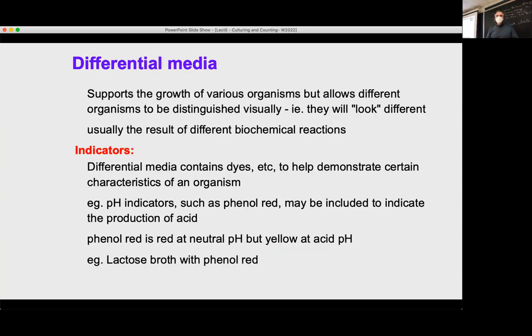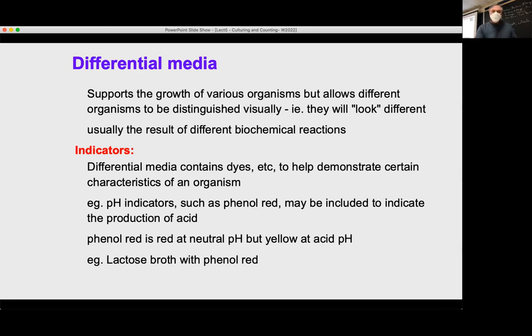Differential media is another idea. So there's complex media, there's selective media, and now there's differential media. With differential media, you can grow two different organisms, and they grow and show a difference. So it's not so much to eliminate other organisms, it's to allow multiple organisms to survive, but you want to be able to tell the difference between the two.